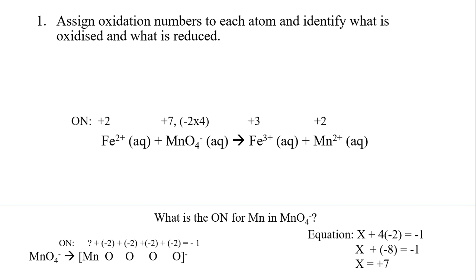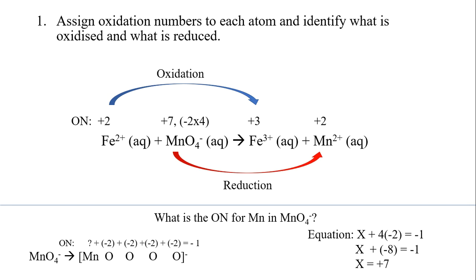And then we can easily write out the rest of the oxidation numbers above this main formula here. For ions, it's the same as the charge. Oxygens, each of them will have -2, and the manganese will have +7. Iron goes from an oxidation number of +2 to +3. That's an increase, and therefore it corresponds to an oxidation. Manganese goes from +7 to +2. That corresponds to a decrease in oxidation number, and therefore a reduction.